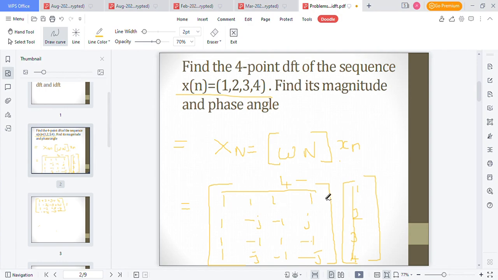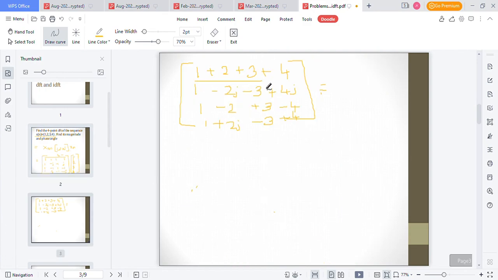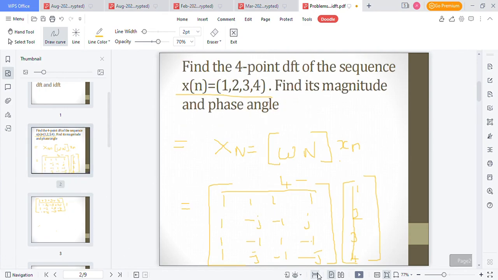If you multiply this particular with this, what you get is 1 into 1 is 1, plus 1 into 2 is 2, plus 1 into 3 is 3, plus 1 into 4 is 4. Plus, because there are no negative values here as well as here. So you directly get 1 plus 2 plus 3 plus 4. Then if you come to here, 1 into 1 is 1. So this is minus j, and minus j into 2 is minus 2j.